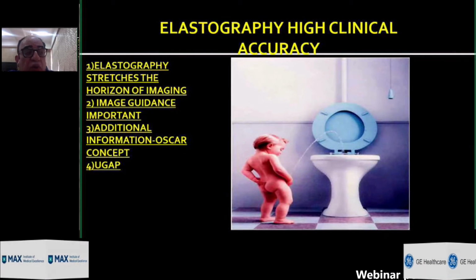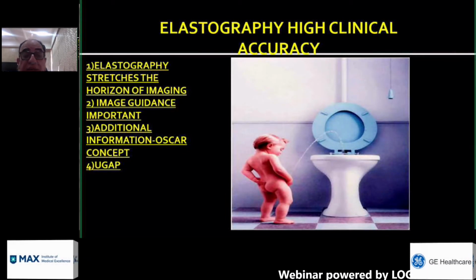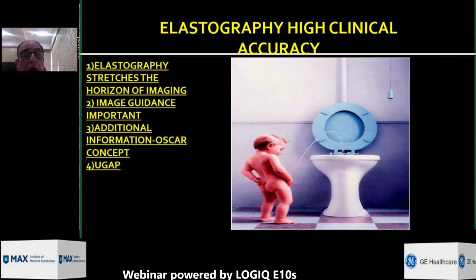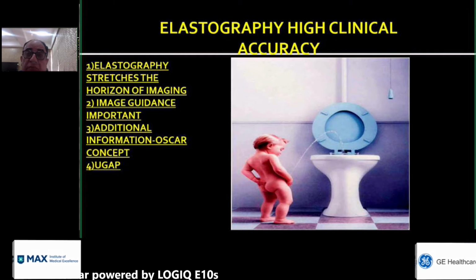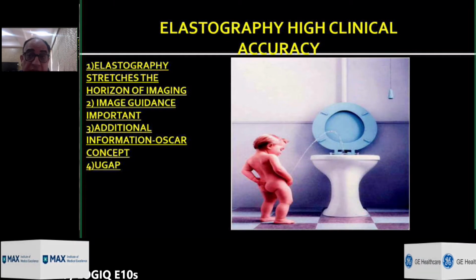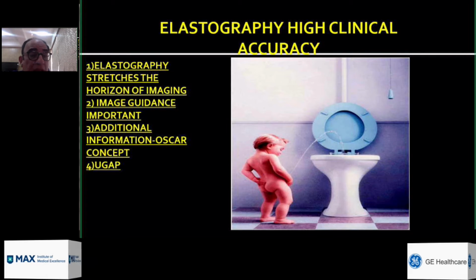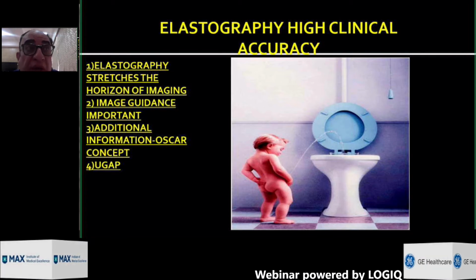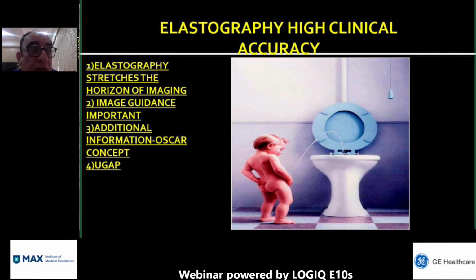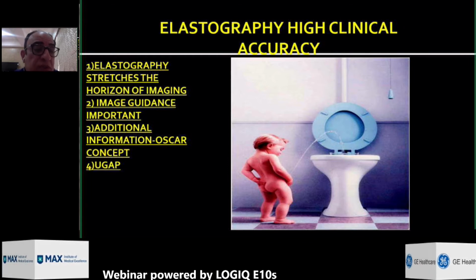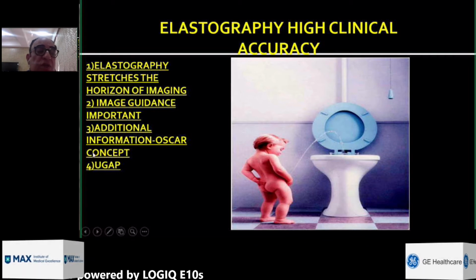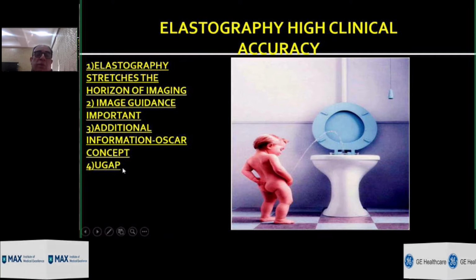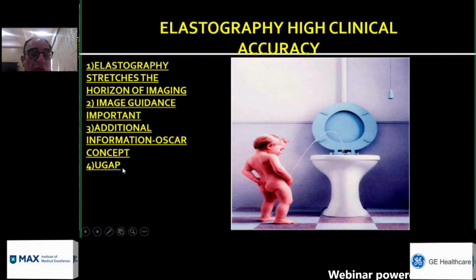It stretches the horizon of our imaging. Image guidance is important because, as I showed you in the previous slides, how can you take a measurement and rely upon it when you don't know where you're measuring? You don't even know whether there is a vessel there. So I won't even today, in 2021, call it point of care. I think it's very arbitrary, and I'm not sure whether we should really be using that technique. Additional information is provided, like a one-stop clinical assessment of risk. And of course, we have UGAP today, which gives us more information on fat content.